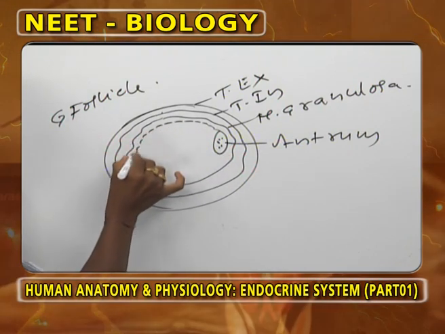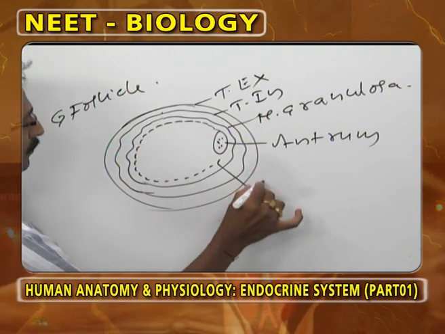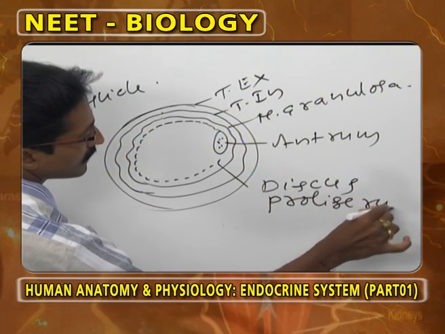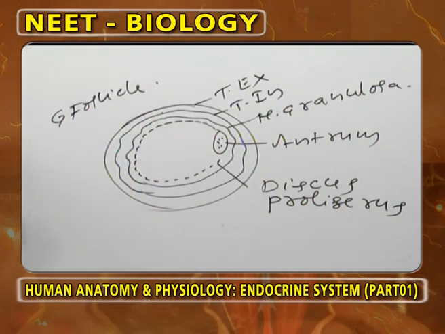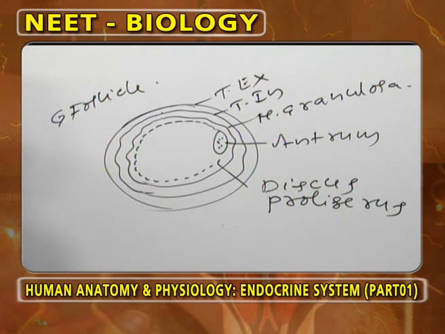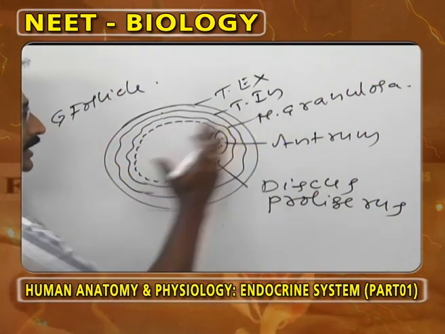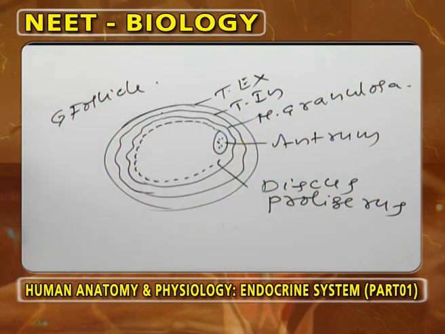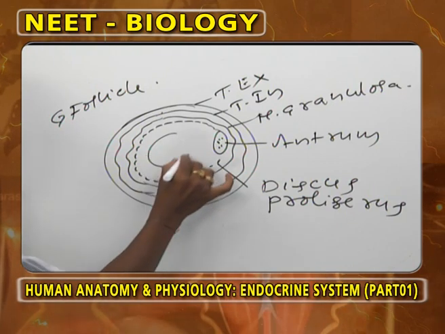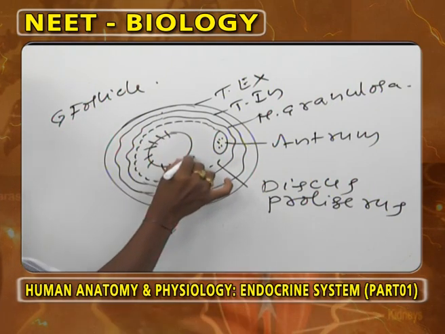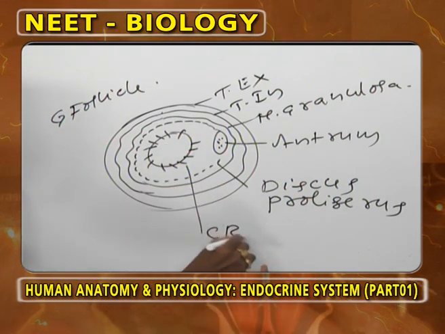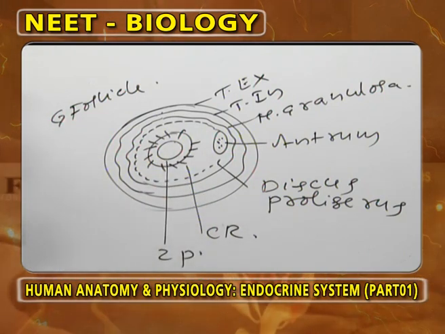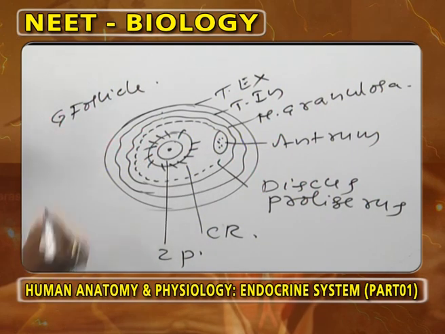Membrana granulosa. Now this one we call a fluid-filled cavity, the antrum, and this one we call the discus proligerus, a nutritive material. First is theca externa, theca interna, membrana granulosa. On one side what is present? A cavity, the antrum, followed by the discus proligerus. Now this one we call the corona radiata. It is followed by the glycoprotein layer, the zona pellucida, and this one we call the ovum.